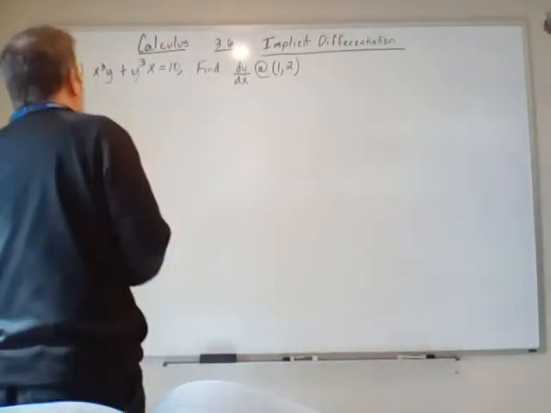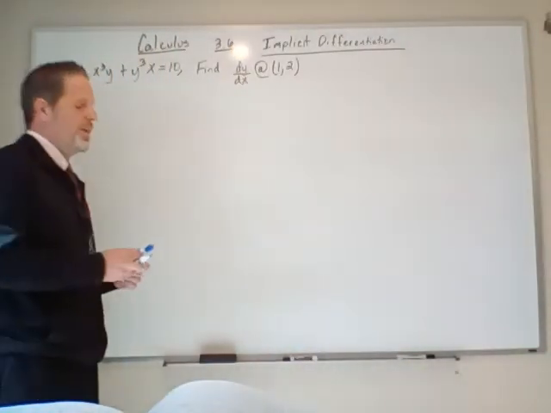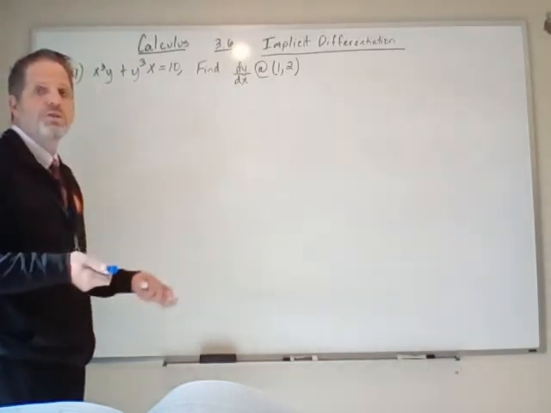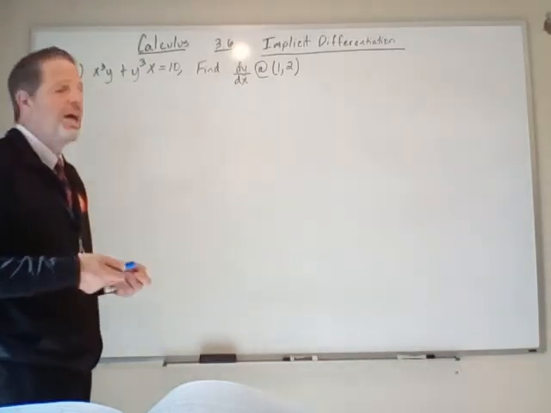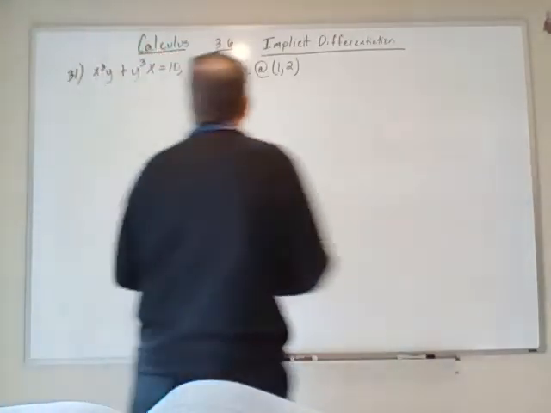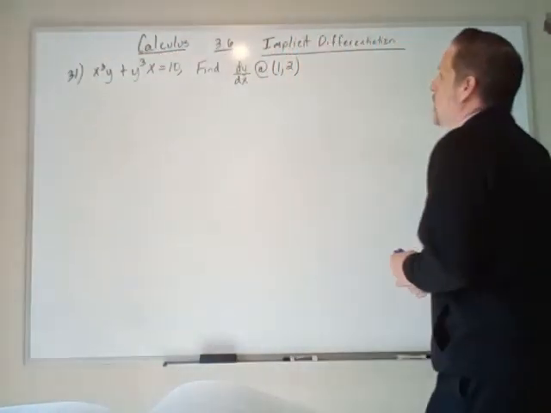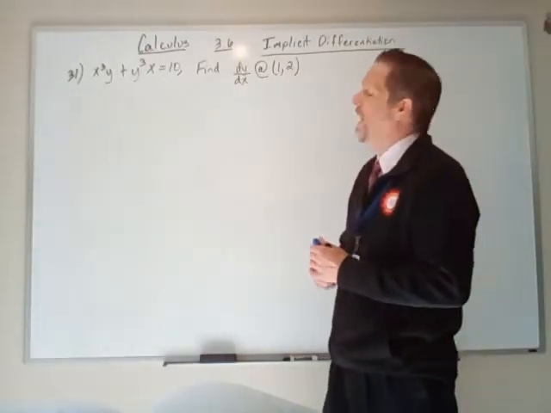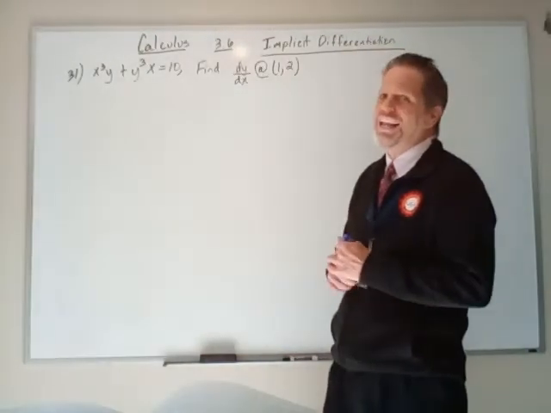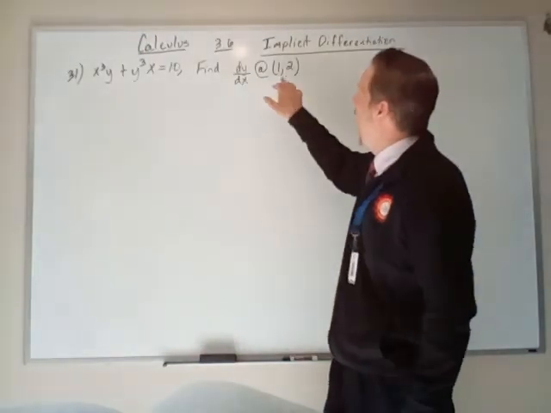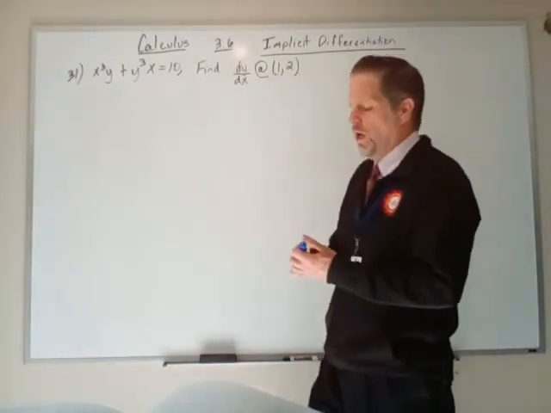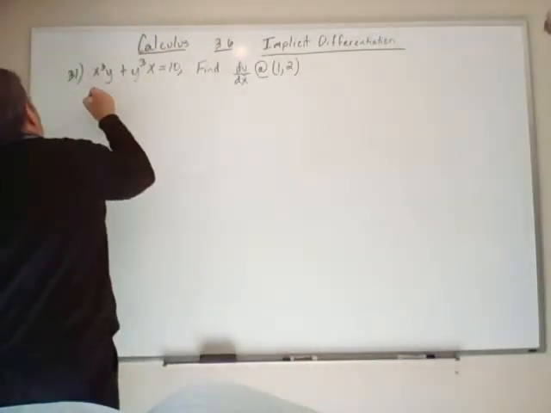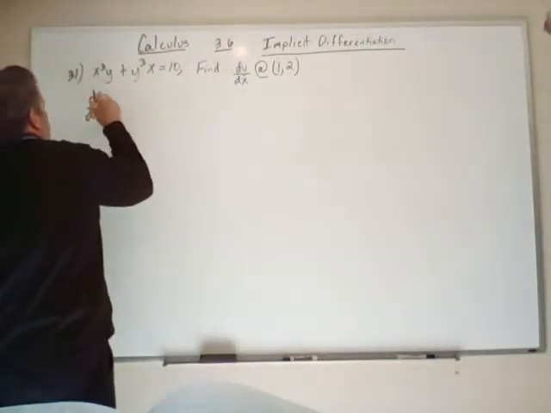Okay, let's look at a problem here where we're going to find the derivative, but we're not just going to find the equation for the derivative, we're also going to find the value of the derivative at a specific point. So we've got a relationship x cubed y plus y cubed x equals 10, and we want to find dy/dx at the point (1, 2).